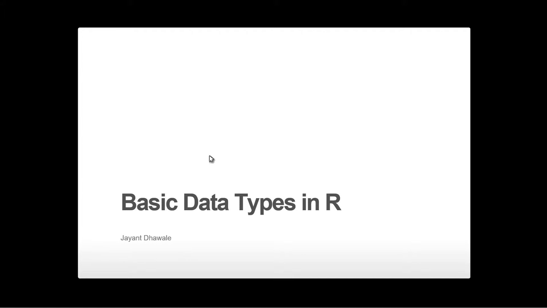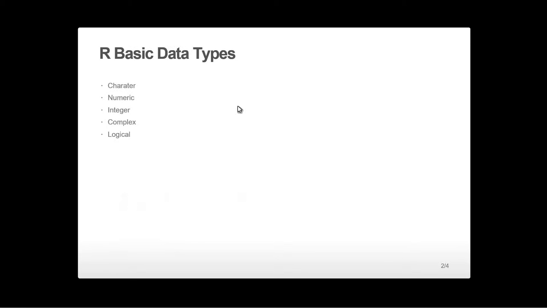Okay, so the first thing we try to understand in R is the basic data types. As in any programming language, it supports specific data types, and that is, I think, the core fundamental on which the other things are dependent. Now, typically, R supports five basic types: the character, numeric, integer, complex, and logical.